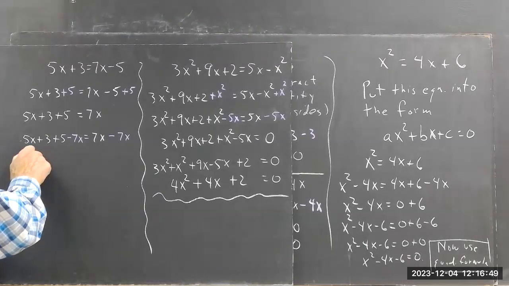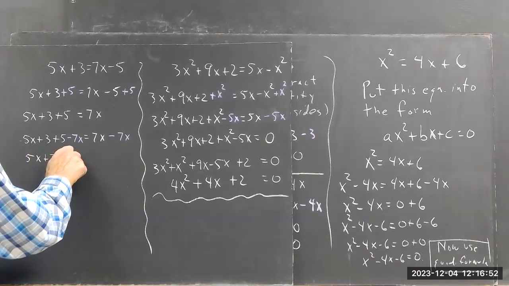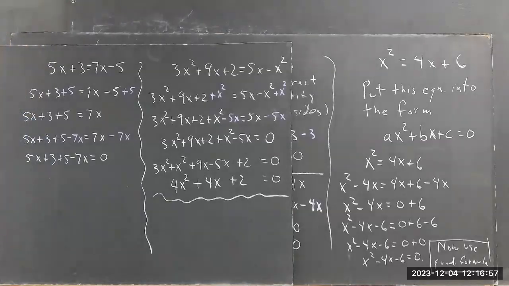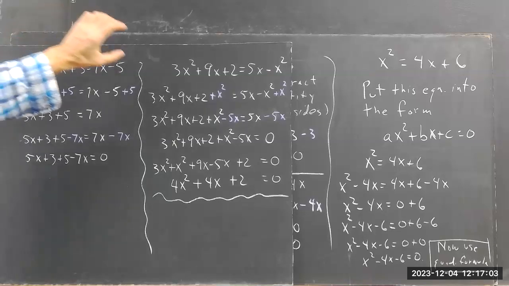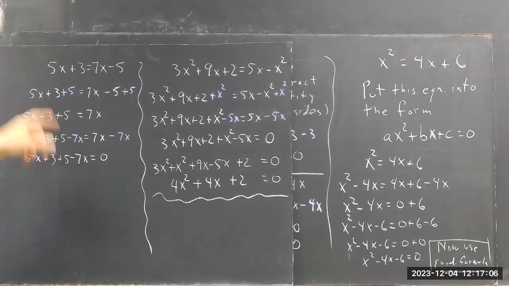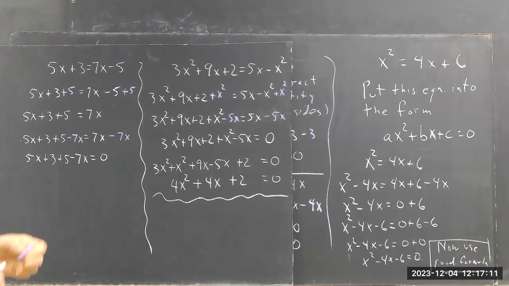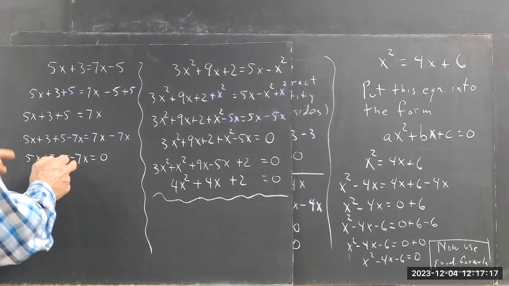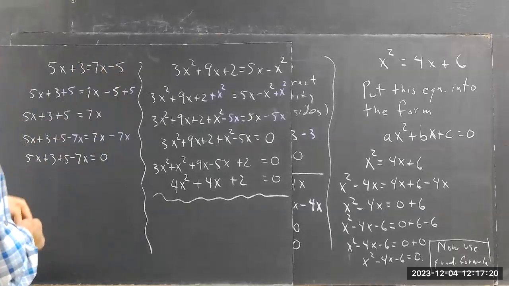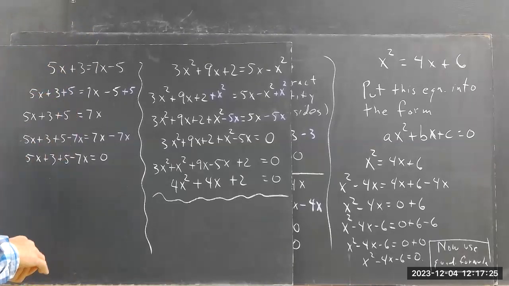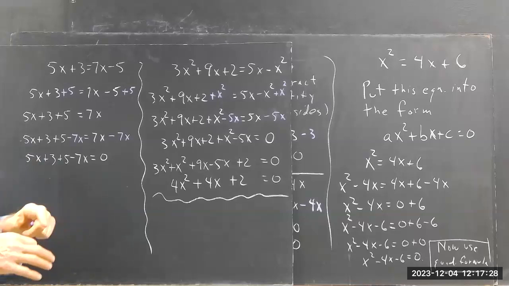5x plus 3 plus 5 minus 7x equals 0. Now, when I introduced this problem, I said that what we want to do with a linear equation is we want the x's over here and the numbers over here. So now we got x's and numbers on this side. It's not really what we wanted to do, but it's not invalid. Mathematically, this step is equivalent to this, in that any x that solves this will solve this. So we haven't done anything mathematically invalid.